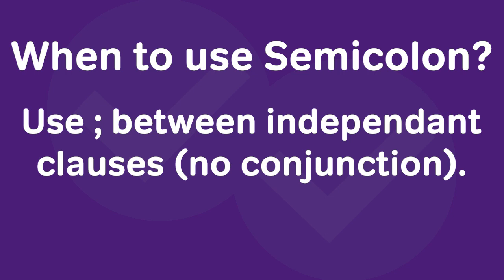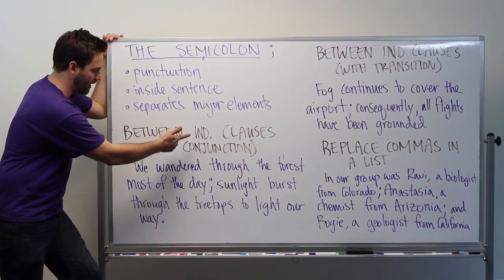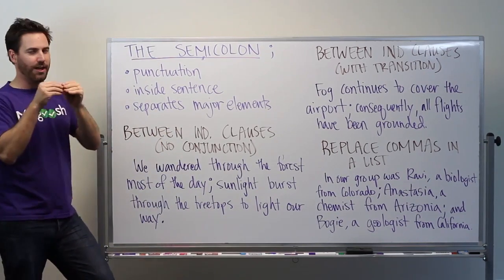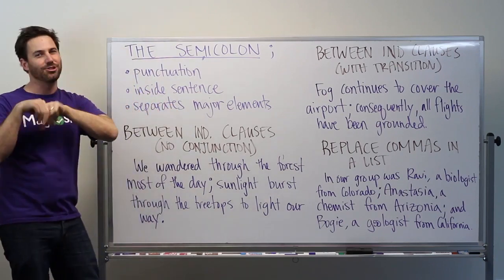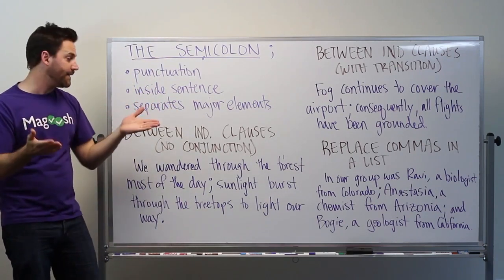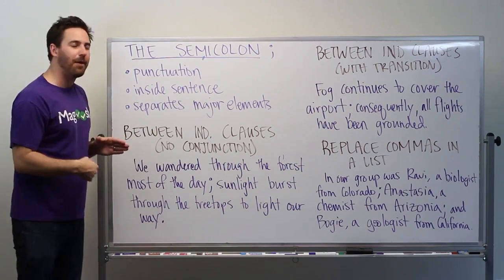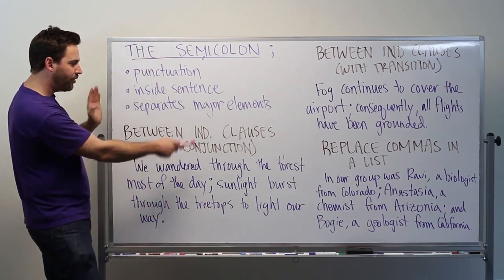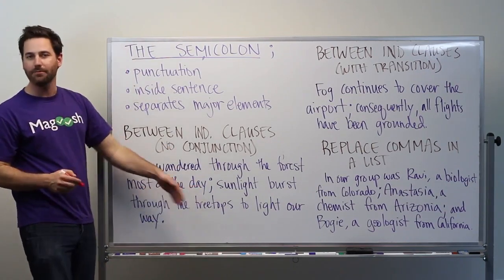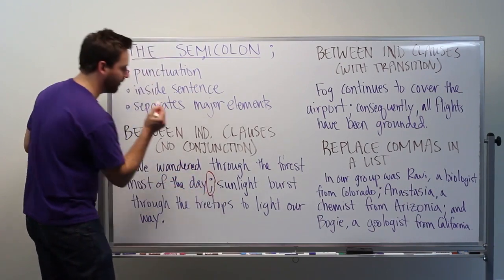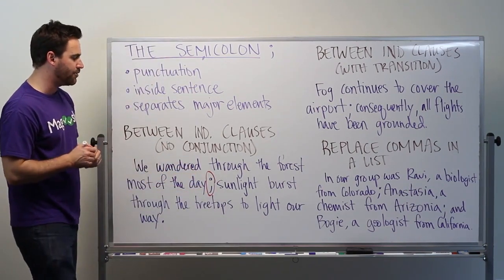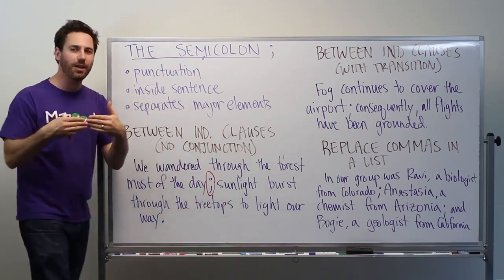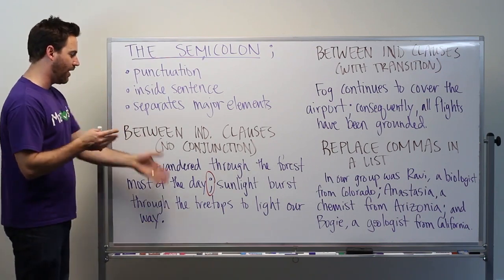You can use a semicolon between independent clauses with no conjunction. You can usually join independent clauses with a comma and a conjunction like and, or, but. Your other option is to drop all that and just use a semicolon. So, for example, we have: We wandered through the forest most of the day; sunlight burst through the treetops to light our way. So the semicolon is connecting these two independent clauses.